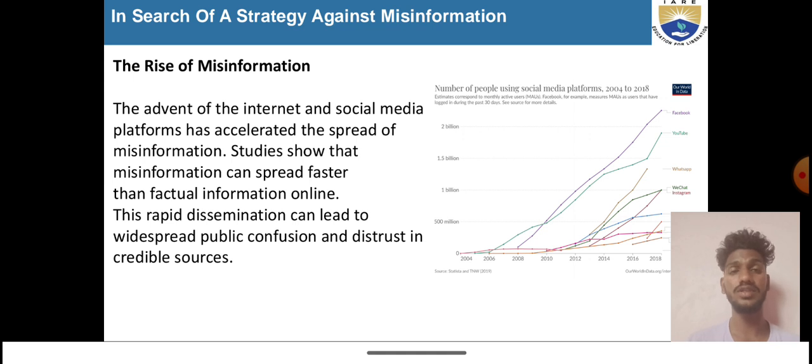Next, the rise of misinformation. What is the rise of misinformation? The advent of the internet and social media platforms has accelerated the spread of misinformation. Social media spreads misinformation more widely than the normal means or letters, etc. Studies show that misinformation can spread faster than factual information online. The rapid dissemination can lead to widespread public confusion and distrust in controlled sources.